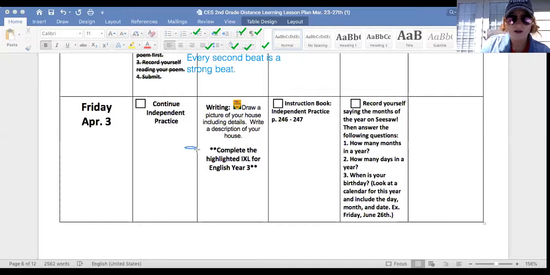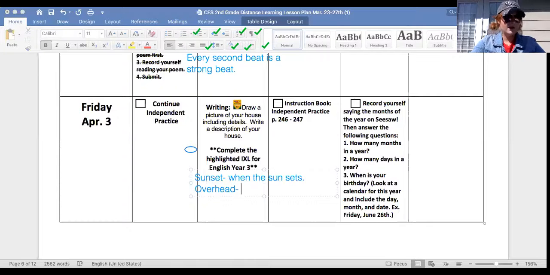Sunset, overhead. All right, now we're going to write what we think those words mean. What do you think sunset means? Sunset is when what? The sun sets. Okay, and then overhead is when it's up above or over my head. So notice how we use the smaller words in those words to help us figure out what they mean.